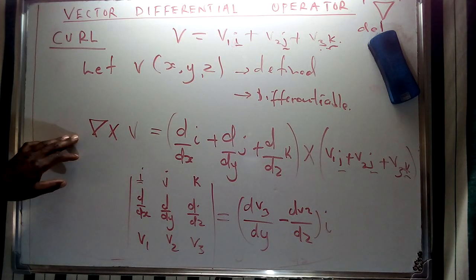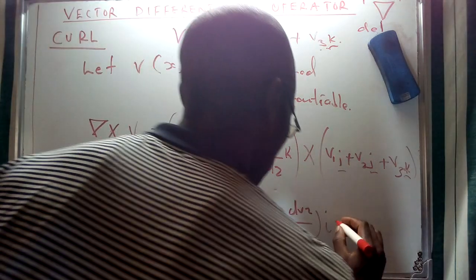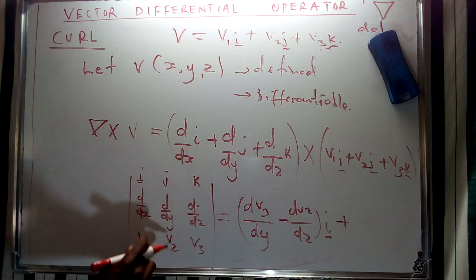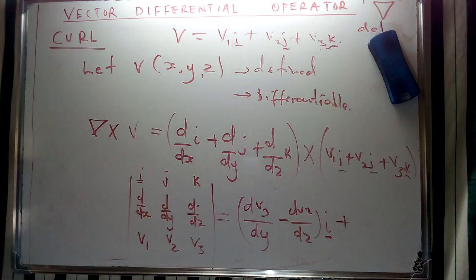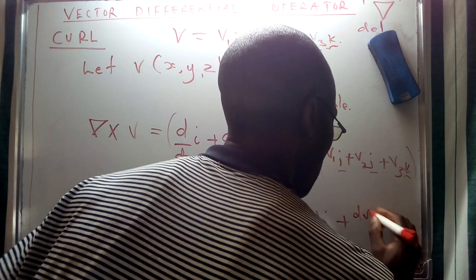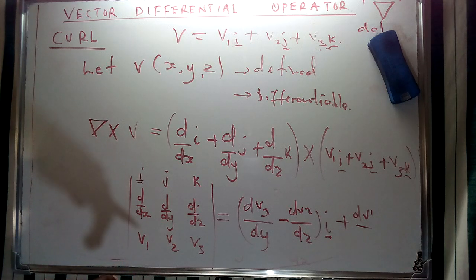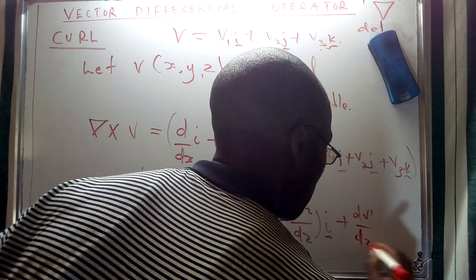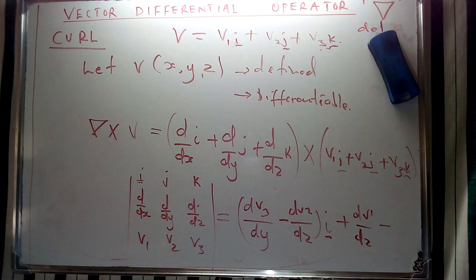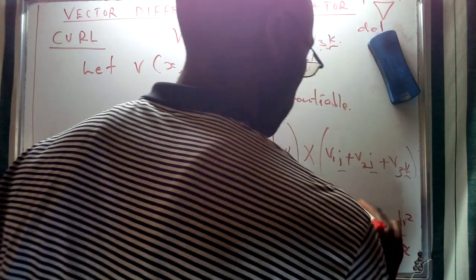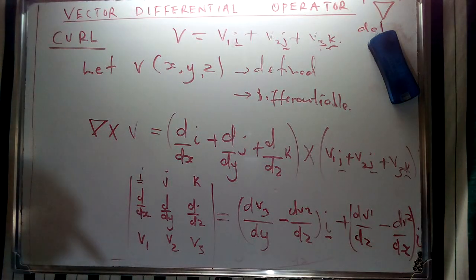and this is going to give us the i component of this specific curl. Next we're going to have another one which is going to give us the j component, where we delete this column and then this row, and we are going to have dV1 all over dz, and then minus dV2 over dx, and this is going to give us the j component of that specific curl.